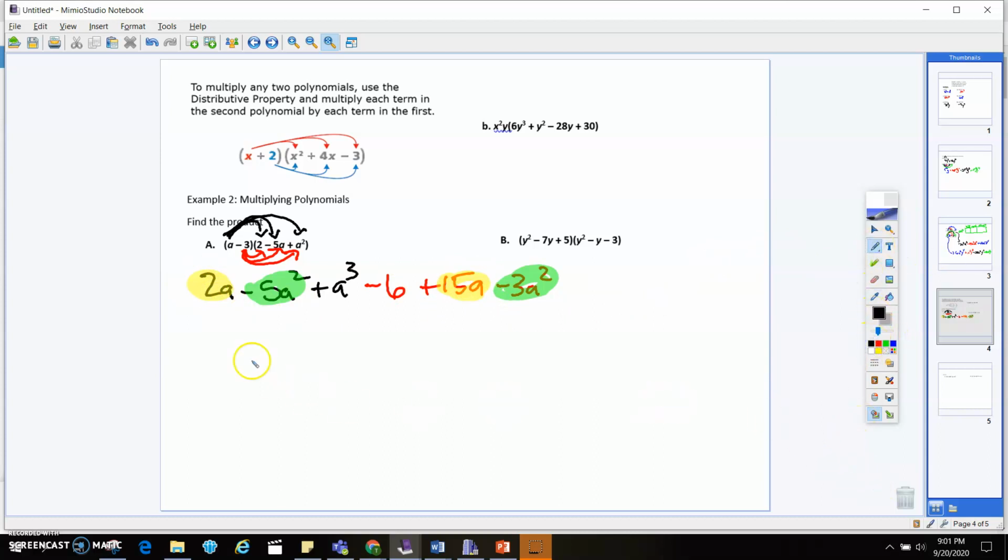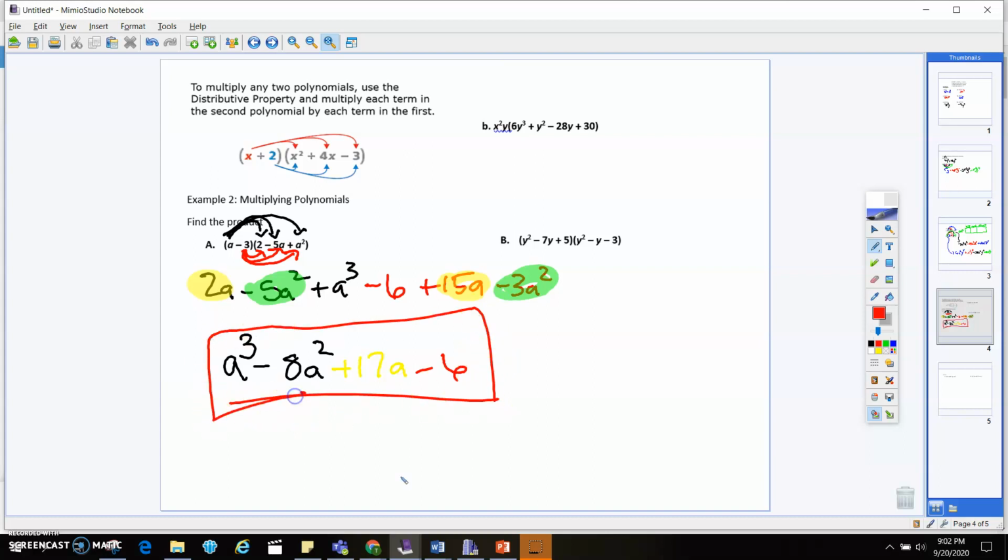Remember, we've got to write it in descending exponent order. So our biggest exponent is this a to the third power. So we're going to have a to the third power. Then we've got a squared. So we've got negative 5 and negative 3. That gives us negative 8a squared. And then we've got, I should have written that in green, sorry, 2a and 15a, that's going to give us 17a. And then we've got a negative 6 just chilling out here. Okay, so descending exponent order, and we're done.